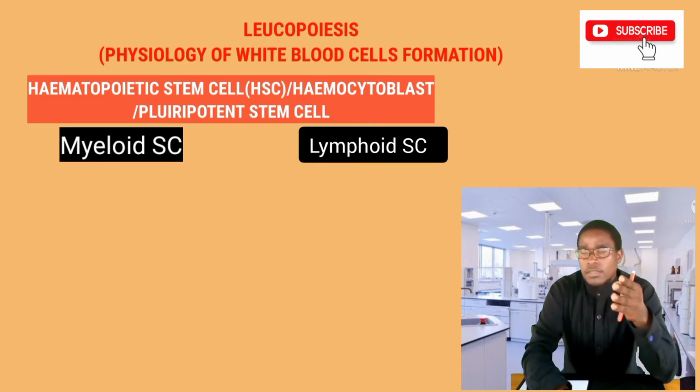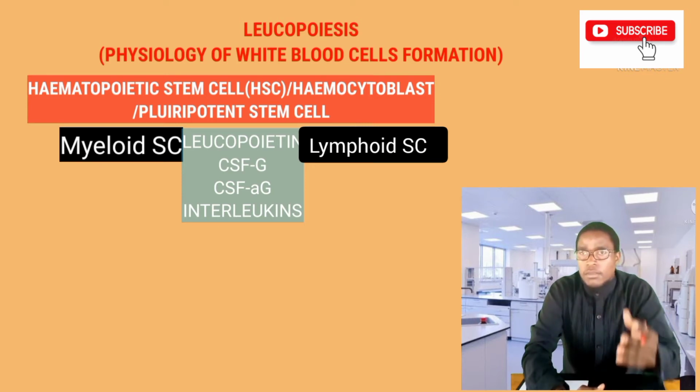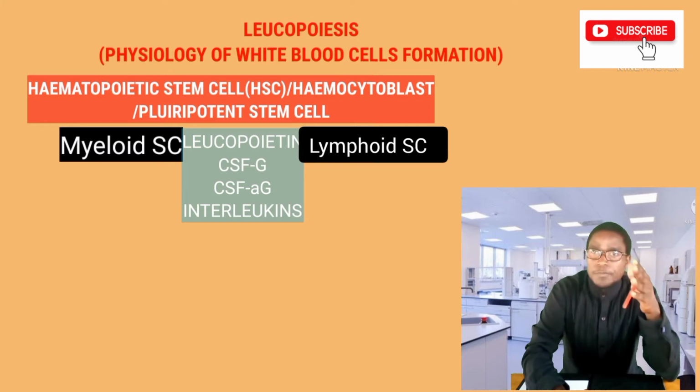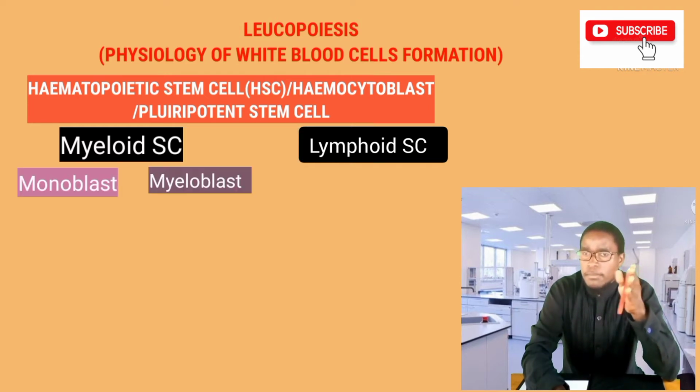The myeloid stem cell will be stimulated by the granulocytic colony stimulating factor in combination with different interleukins to differentiate into a myeloblast. Remember, it's a stem cell that is going to give us blasts that will form particular cells. So as a myeloid stem cell, it will give us blasts of the myelocytic lineage, let me call it granulocytic, then the monocyte blasts. So the monoblast and the myeloblast will be the next cells formed after the myeloid stem cell.